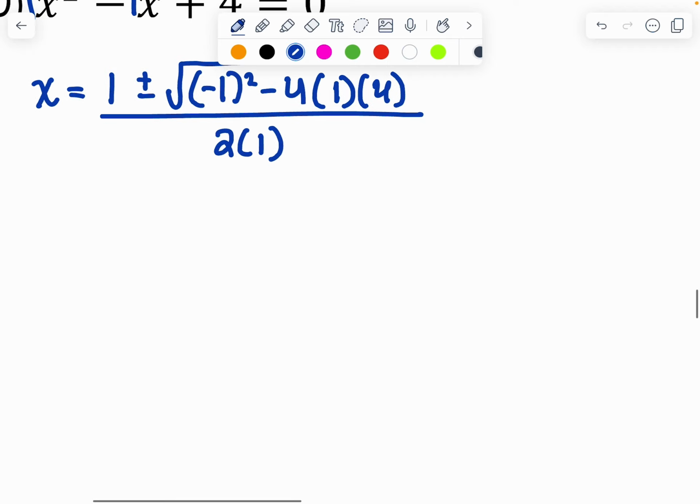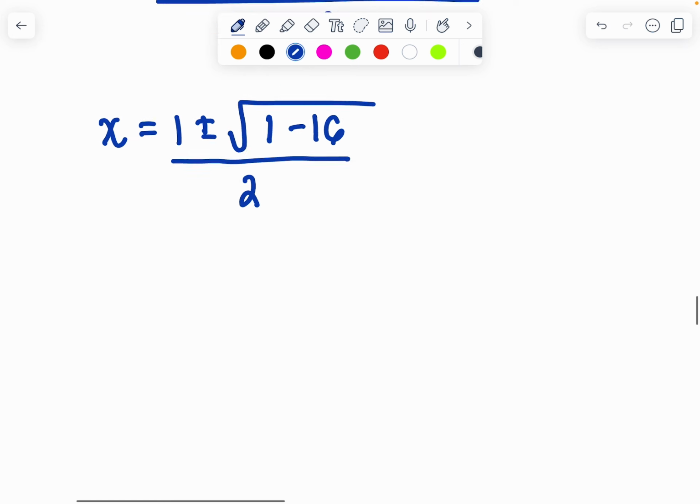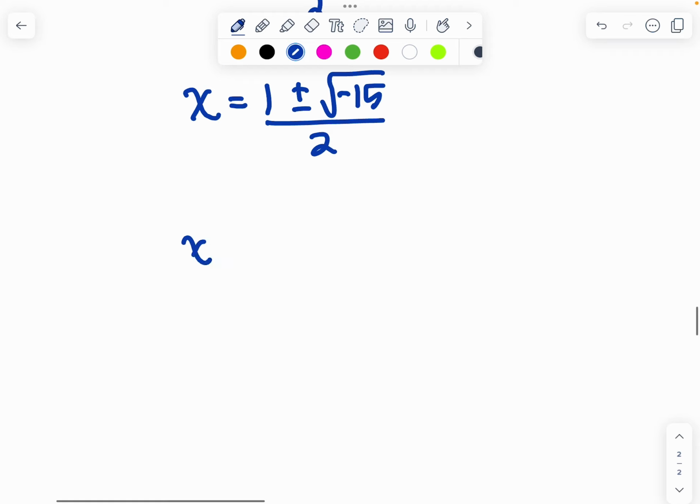All right, let's clean this up. We have x equals 1 plus or minus the square root of negative 1 squared, which is 1, minus 4 times 1 times positive 4, which is negative 16, all over 2 times 1, which is 2. Clean this up. x equals 1 plus or minus the square root of negative 15 all over 2. Now we've got to simplify the square root of negative 15.